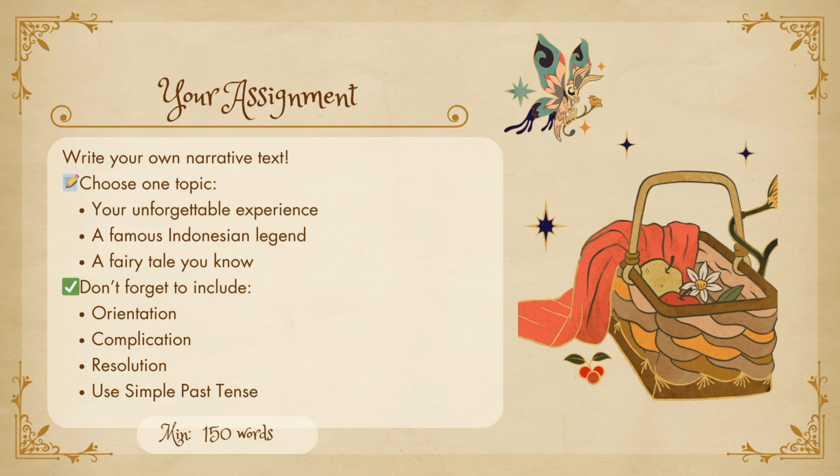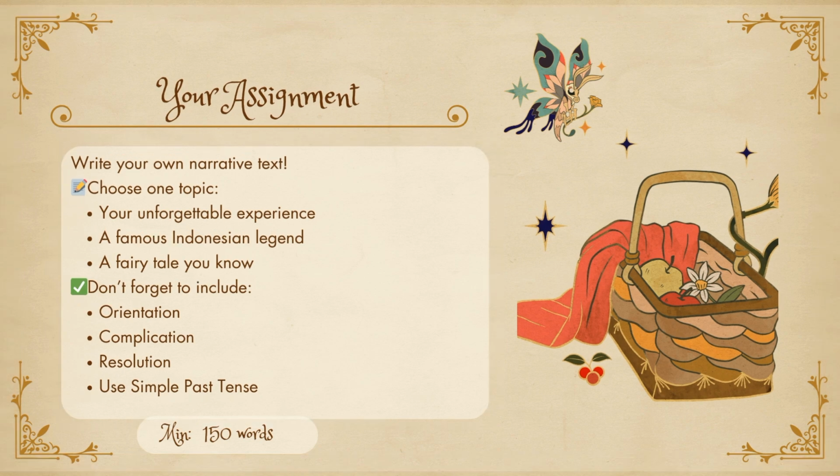Remember to include all the parts we learned today: orientation, complication, and resolution. And don't forget to use simple past tense. Your story should be at least 150 words. Take your time, be creative, and have fun with it.